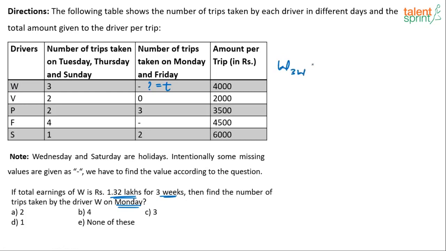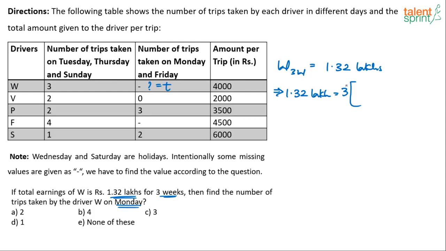How much will W earn in 3 weeks? 1.32 lakhs according to the question. So can I say this 1.32 lakh is equal to, see, we are talking about 3 weeks, so 3 into his per week earning. In 3 weeks, he has earned 1.32. Or you can simply divide 1.32 lakhs by 3 to get the per week's earning, which will be 44,000.